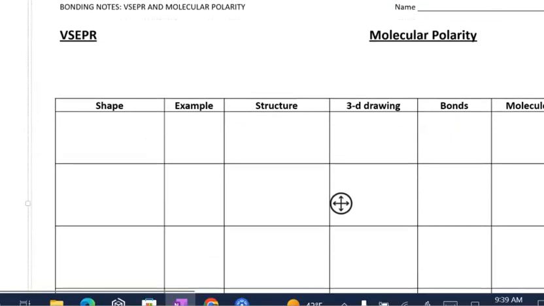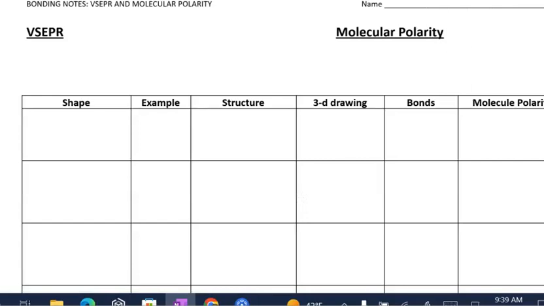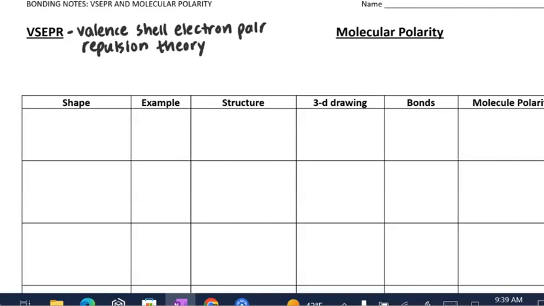So you should have this note sheet, and if not, you're going to just want to copy it down and copy down the table we're using. VSEPR stands for this: valence shell electron pair repulsion theory. And that's why we use the acronym VSEPR. Okay, it's kind of a mouthful. Valence shell electron pair repulsion theory. What you really need to know about VSEPR is it predicts the 3D shape of molecules.